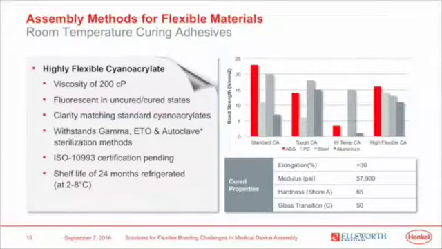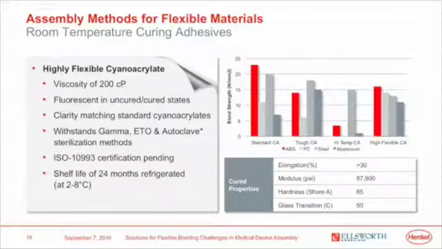So this provides you with a little more detail from a technical data perspective on the highly flexible cyanoacrylate as an option for flexible material bonding. It is on the lower end of the viscosity scale, about 200 centipoise, so we'll have some running to it. It will flow and fill in gaps. It is fluorescent in the uncured and cured states. In that previous slide, you saw the glowing blue part. It does fluoresce blue. It is clear in its uncured and cured state, so there is no evidence of a bond line for transparent parts.